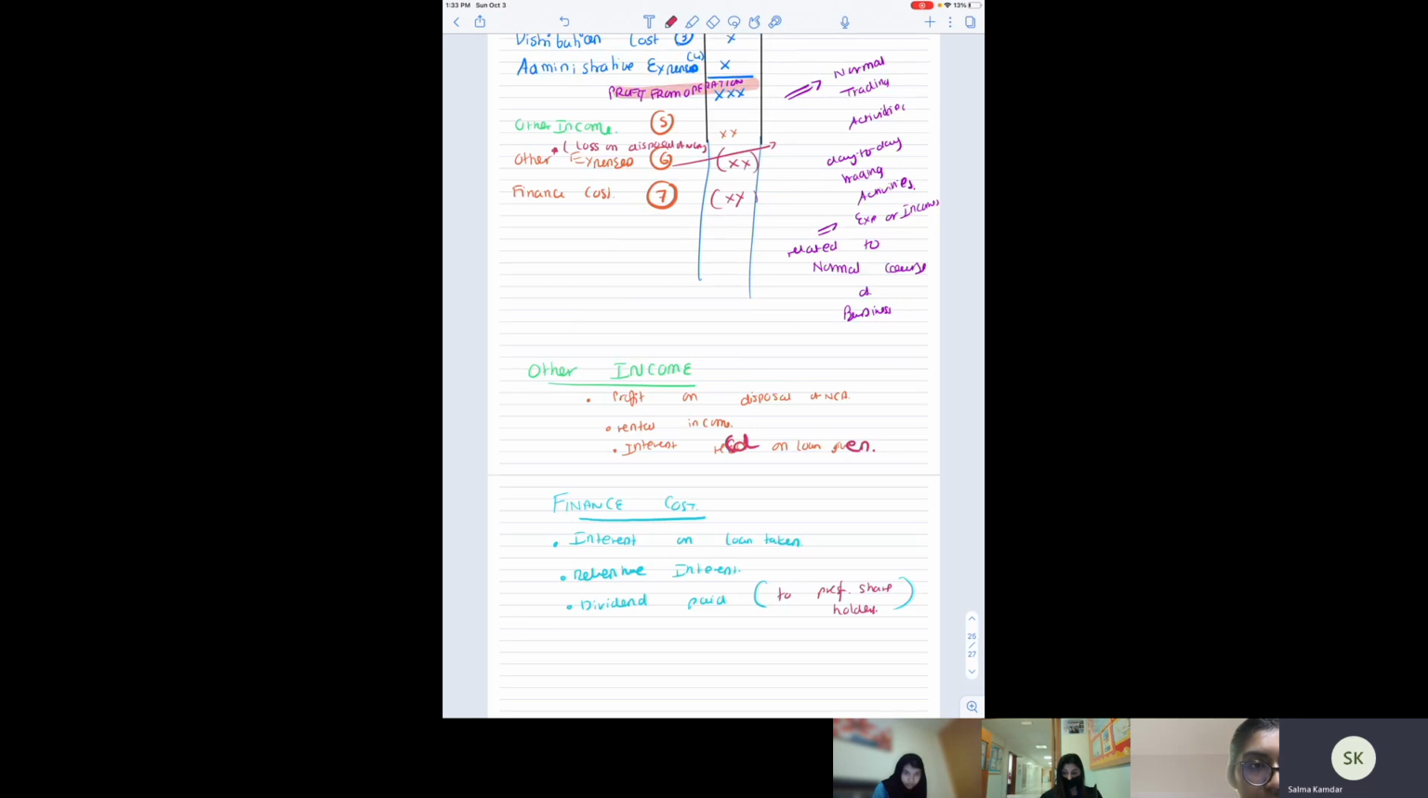When you add this and minus it, what you get is profit before tax. And then when you deduct your tax, you get profit for the year or loss for the year. You need to clearly show three things as per IAS 1: profit from operation, profit before tax, and profit for the year.